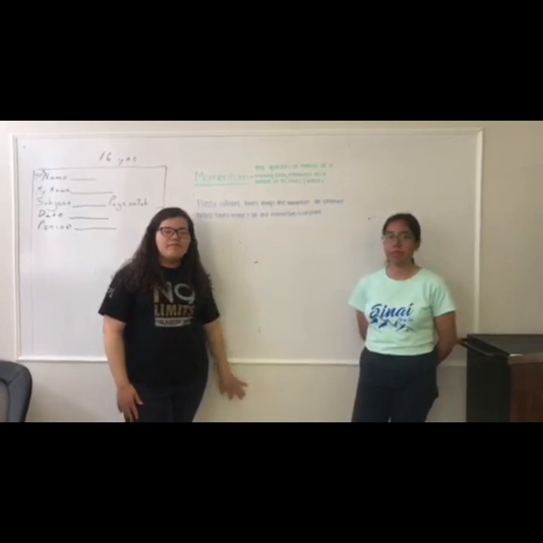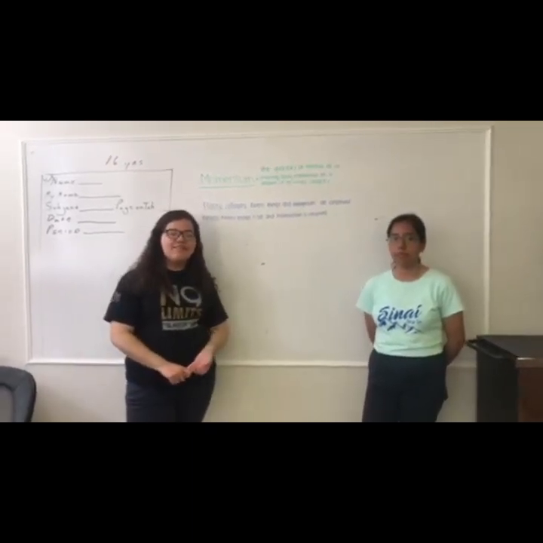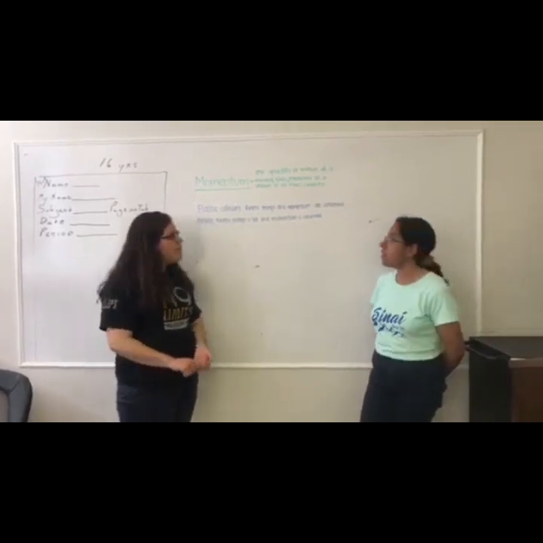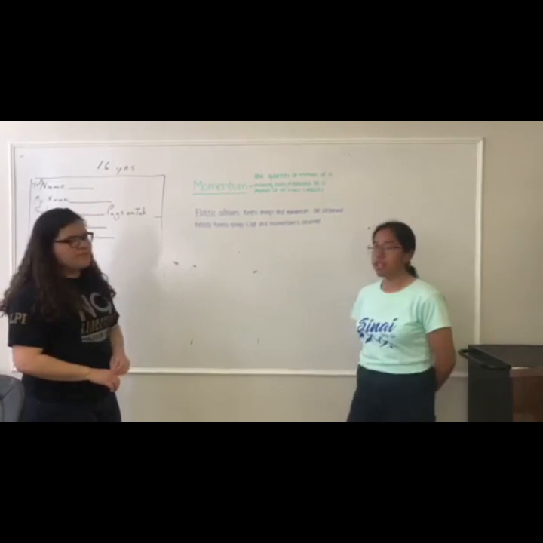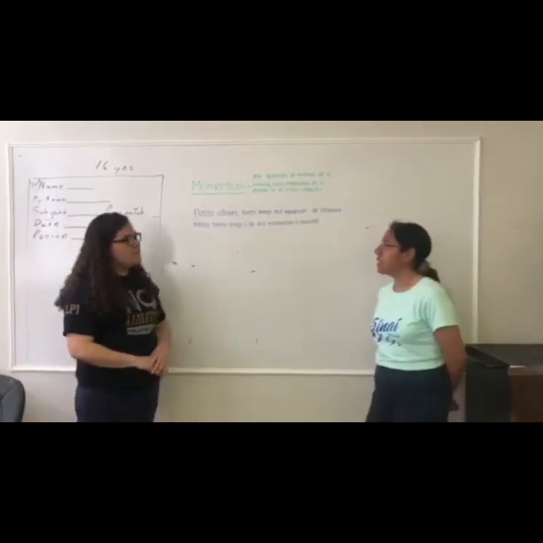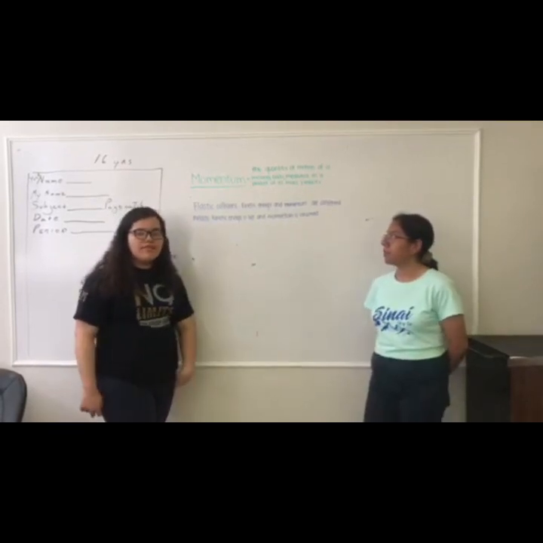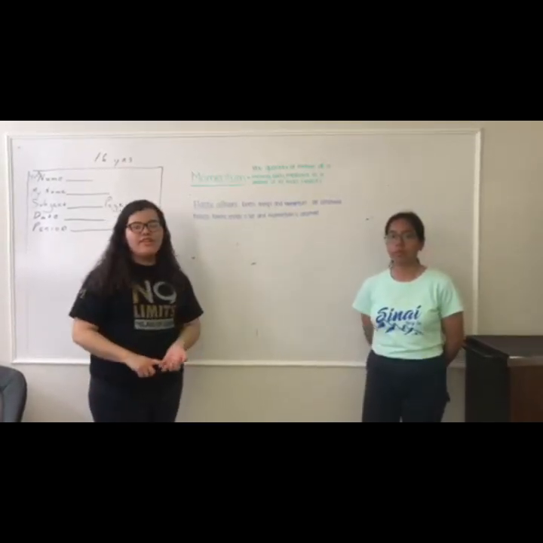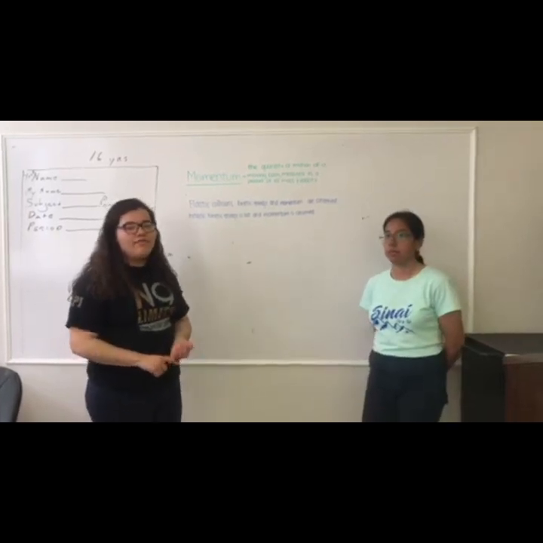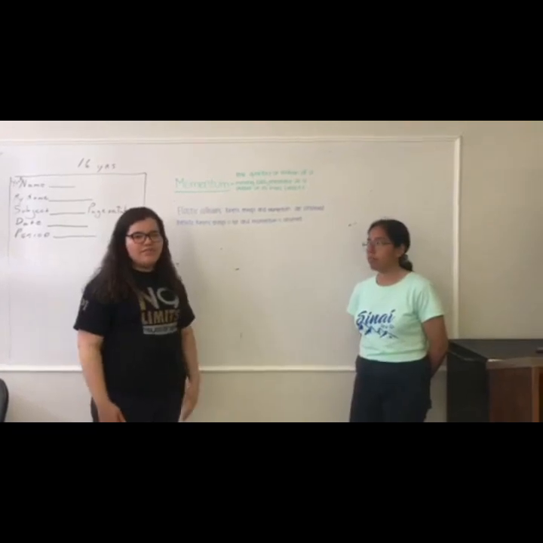Today we're going to present about momentum part 2, which divides into elastic and inelastic collisions. The definition of momentum is the quantity of motion of a moving body, measured as the product of its mass and velocity. There are two different types of collisions. One is elastic collision, in which the kinetic energy and the momentum are conserved. For inelastic collisions, the kinetic energy is lost, but the momentum is conserved.